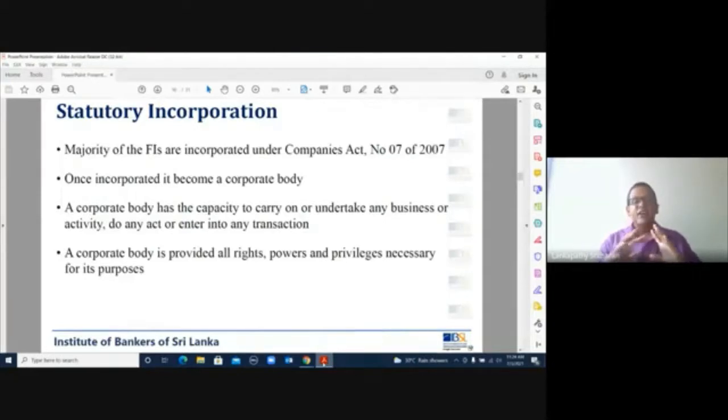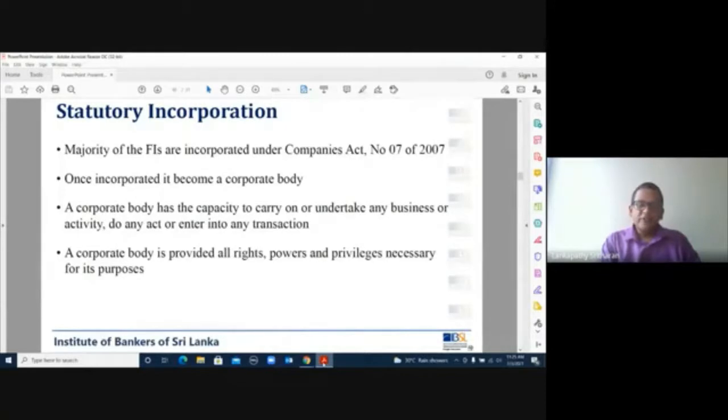As a corporate body, that institution can enter into any sort of business which a person has a right to enter. They can get involved in any transaction, they can borrow money. If an institution is incorporated under the Companies Act, then they can do any sort of business activities. A corporate body is provided all the rights, powers and privileges necessary for its purpose. So under the Companies Act number 7 of 2007, powers are given to the corporate body to engage in any business transactions.